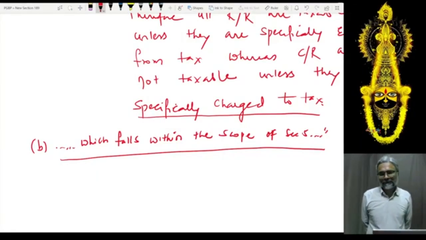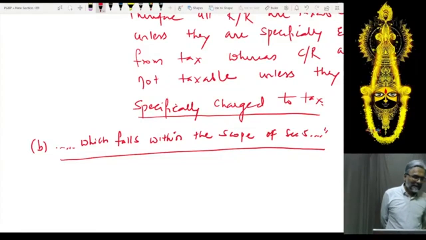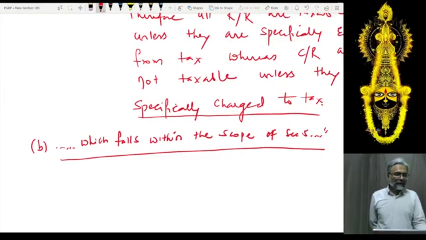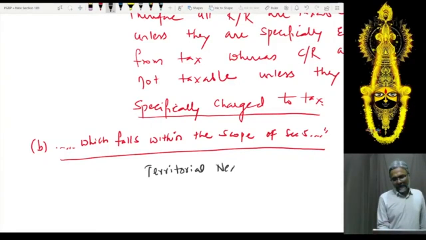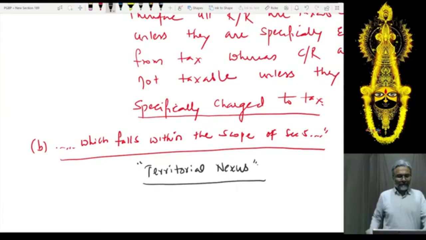And why is it so? In this context, students, one thing you have to be very careful about. This is the most important discussion that we are going to have, family. Be careful, students, there is a concept of territorial nexus. Have you heard this particular term any time in your articleship or up till now? Territorial, what of this term in this context?